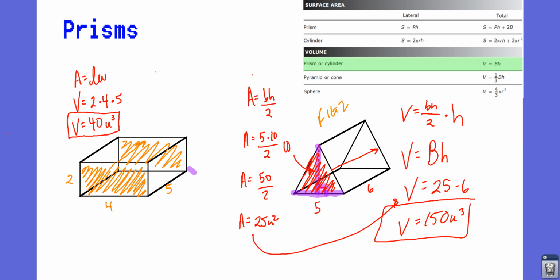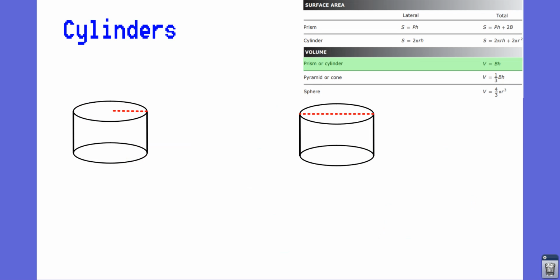Moving on to cylinders. The only reason that cylinders would be slightly difficult is because you have to use pi. And that's hidden within capital B, because you have to find the area of the base. So the area of a circle is pi times the radius squared. And if you want to break that down even more, pi times radius times radius. Let's go through a refresher.